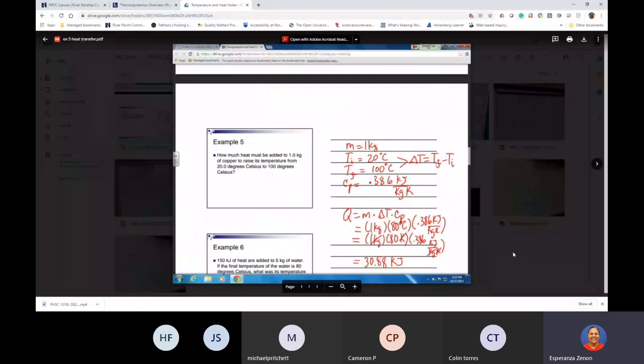All right. So it says, how much heat must be added to 1 kilogram of copper to raise its temperature from 20 degrees Celsius to 100 degrees Celsius? So we want to heat this copper up. We want to raise the temperature. And so anytime we want to put in heat as a means of raising the temperature, we have to go to our specific heat formula. Heat transfer.